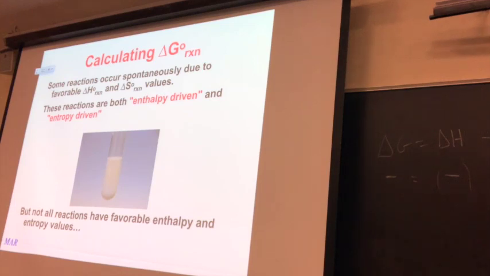Delta G is negative. Highlight that. We saw something happening. It didn't just sit there. Your delta G is negative. Your delta G would be positive if we didn't see something happen. So we saw something happen, delta G is negative. Lots of energy. You can feel it getting hot. That's enthalpy driven. That means delta H is going to be negative.